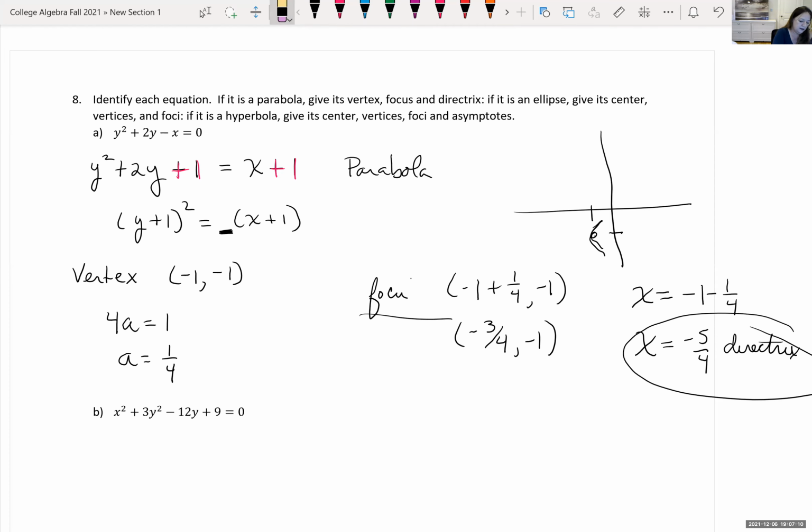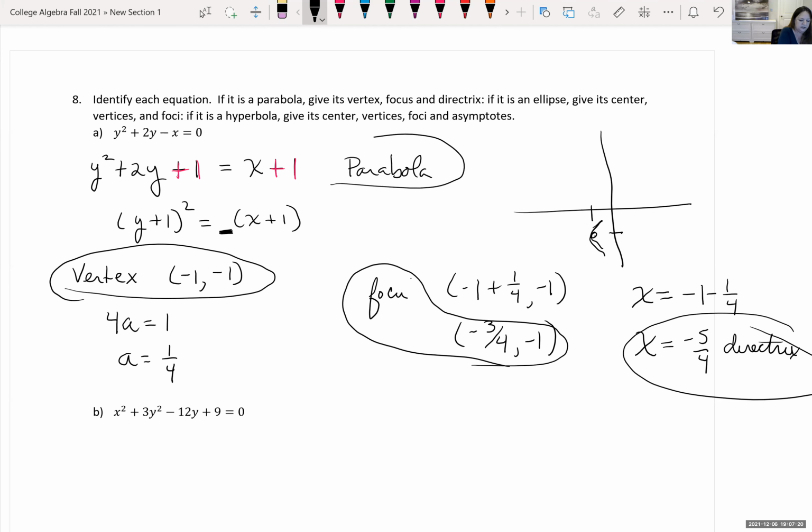So focus, directrix, and vertex, which is a parabola.